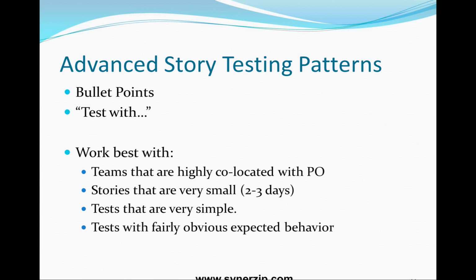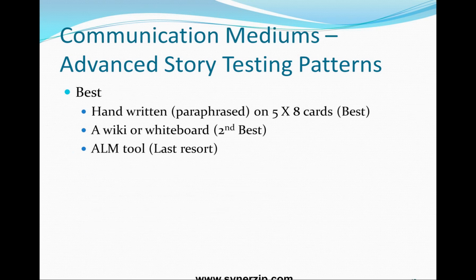These work best with co-located teams. The two patterns we're going to talk about here are bullet points and test with. These are best on a 5x8 card, a wiki or a whiteboard, and again, the ALM tool is sort of the last resort. So here I've got a co-located team that can use cards instead of an electronic tool, and that's really the best situation.